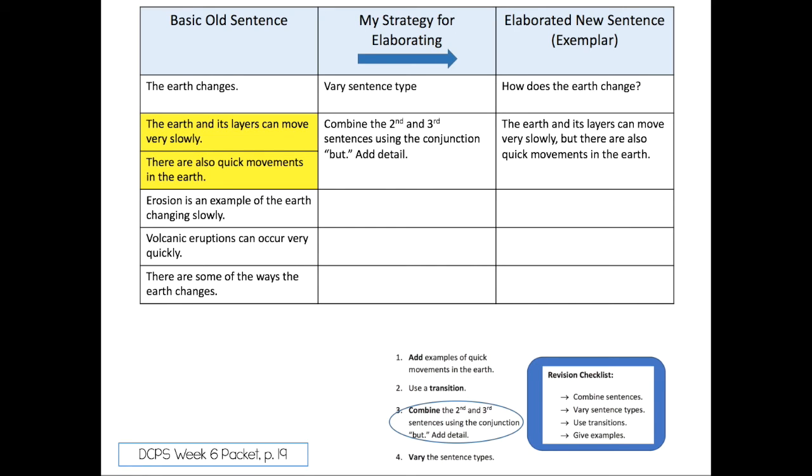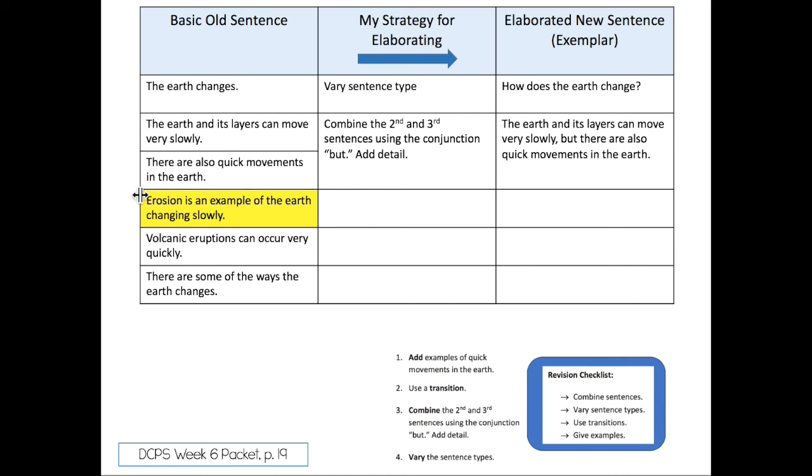So when we put them together, it'll look something like this. The Earth and its layers can move very slowly, but there are also quick movements in the Earth. This elaborated new sentence is much more concise and states these ideas in a way where we know we have a change of direction. Great.